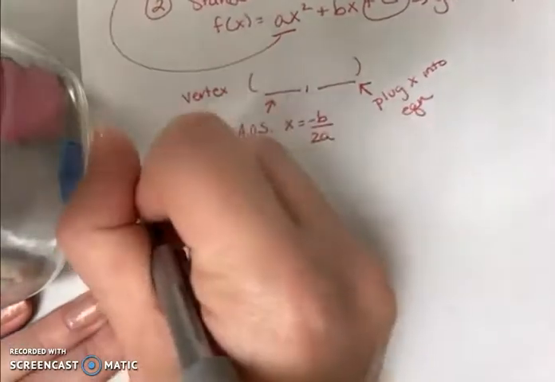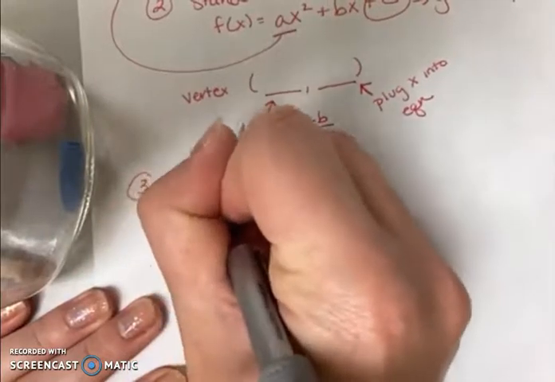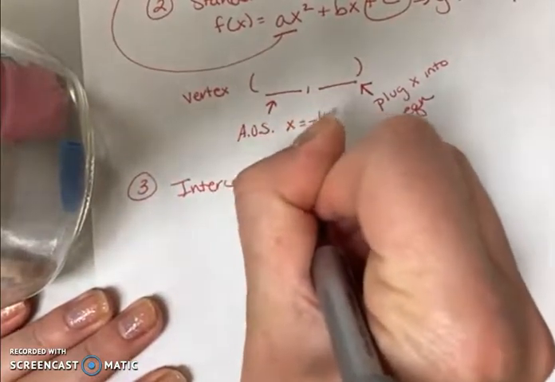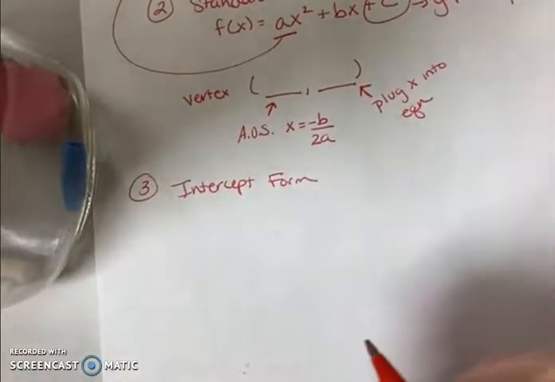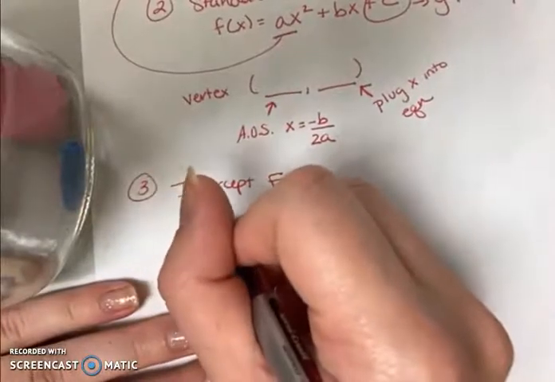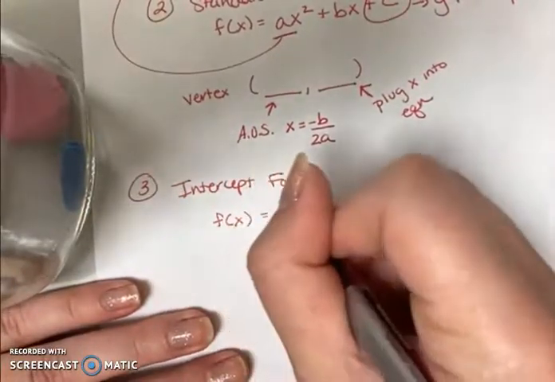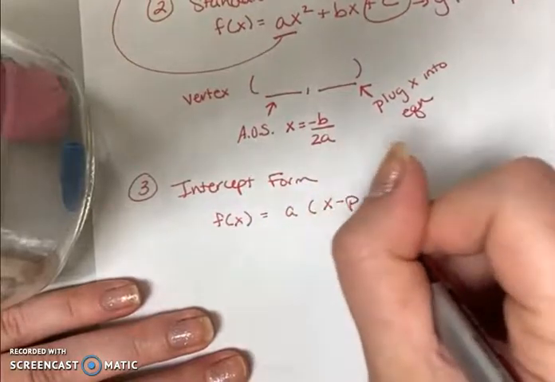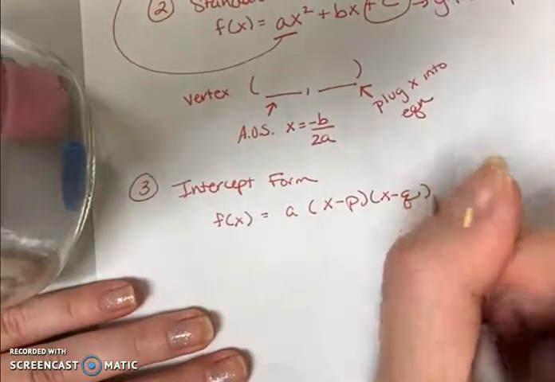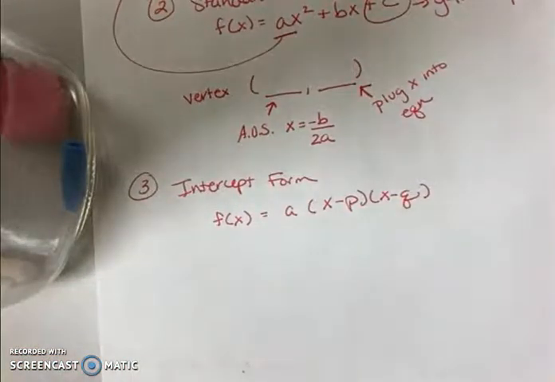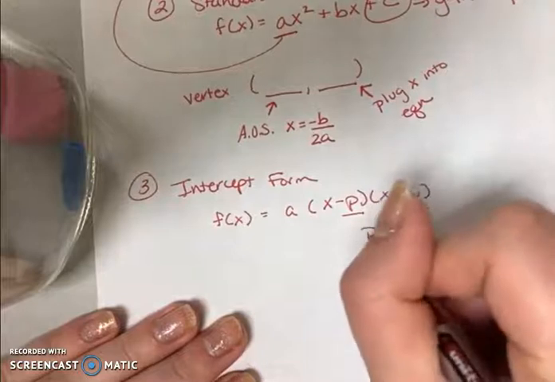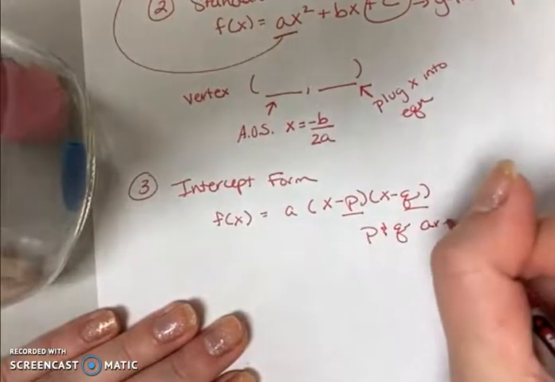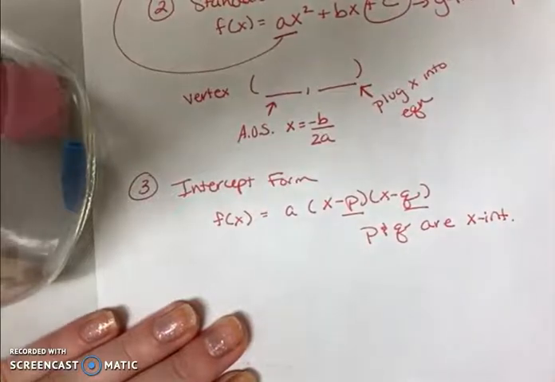The third form is called intercept form. It's called intercept form because it gives us the 2 x-intercepts. The general equation looks like this. F of x equals a times (x minus p) times (x minus q). Like I said, this general equation tells us what the x-intercepts are. So it turns out that p and q are x-intercepts.